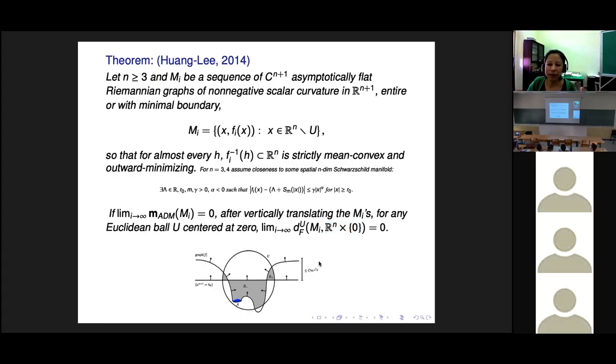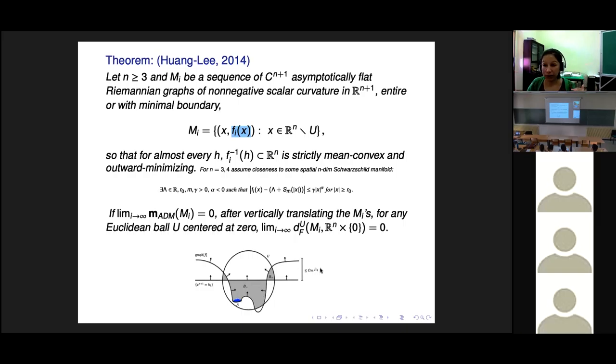And okay, so let me explain why all these conditions are super nice. These conditions on the functions are very nice because they allow you to calculate something. So fixing the zero level, from here to the bottom, the level sets are going to have very small volume. And then starting from zero to the top, you know how high is your graph.